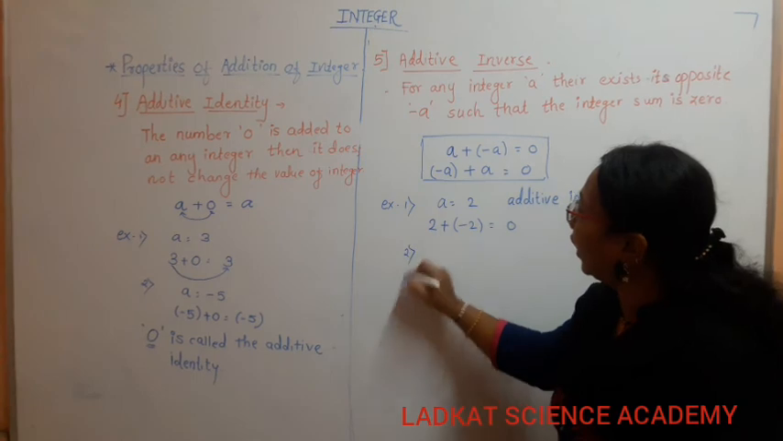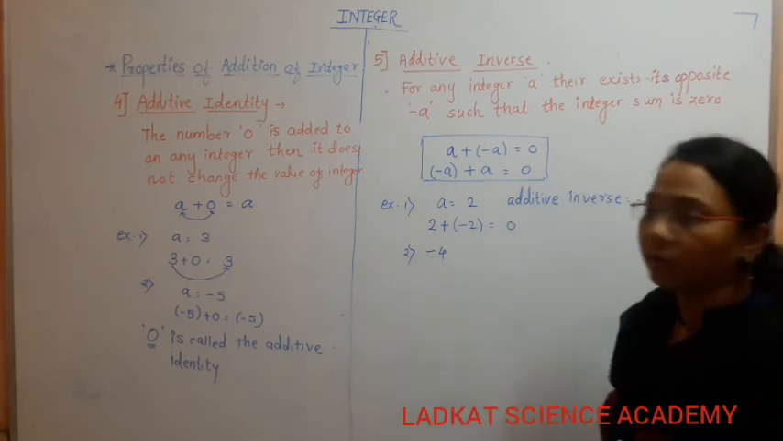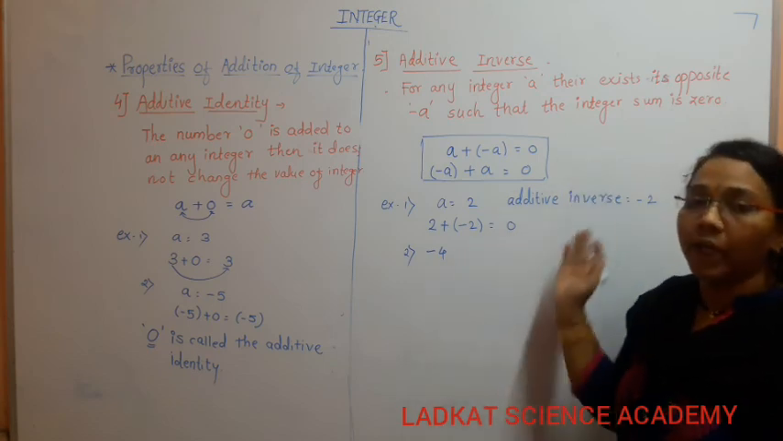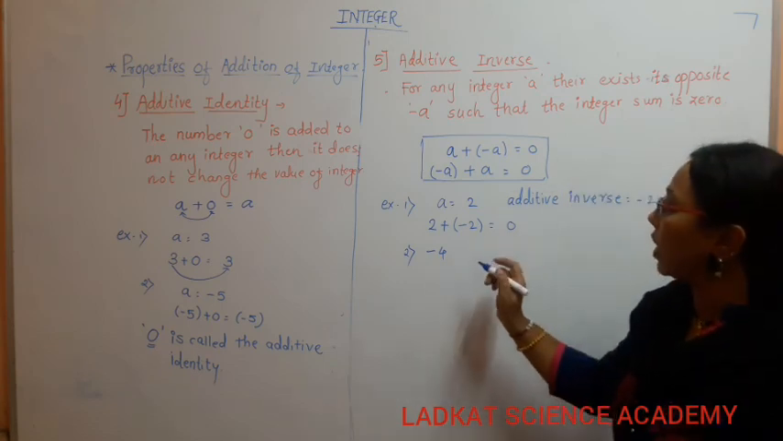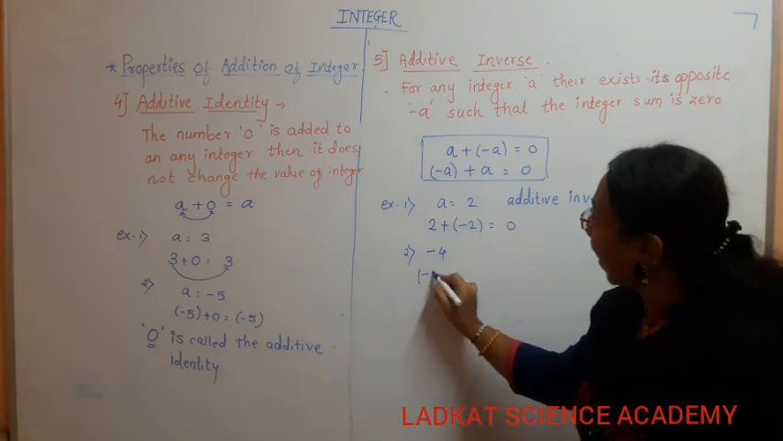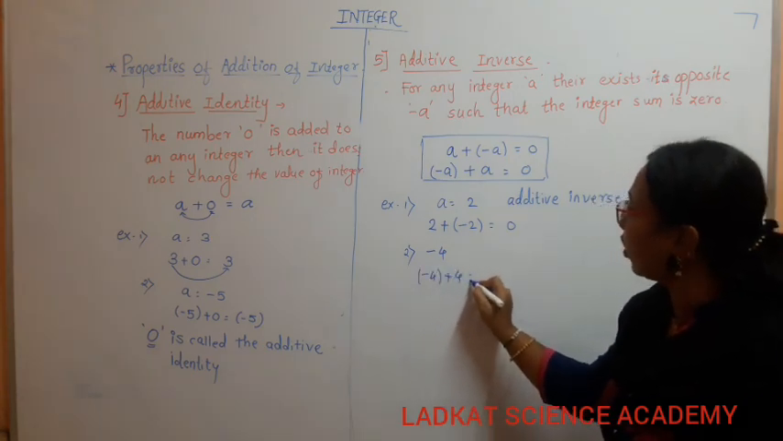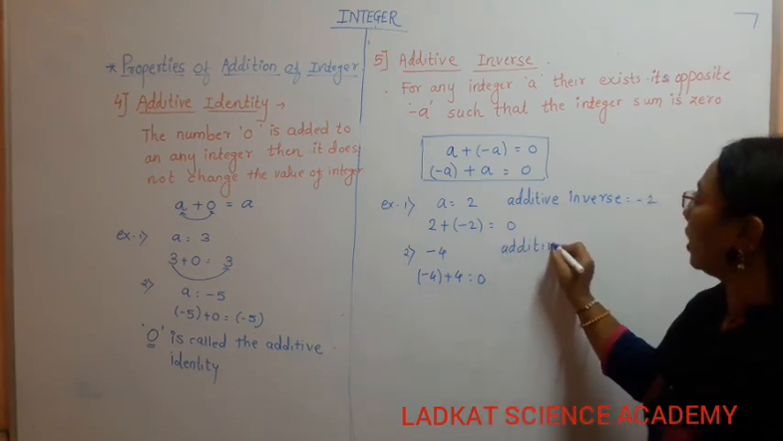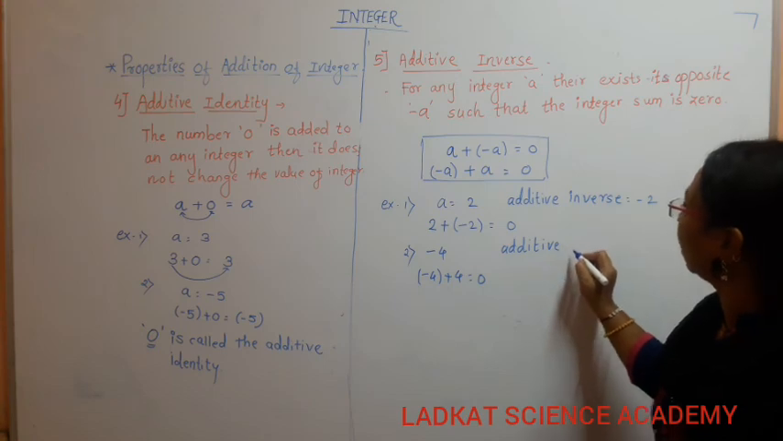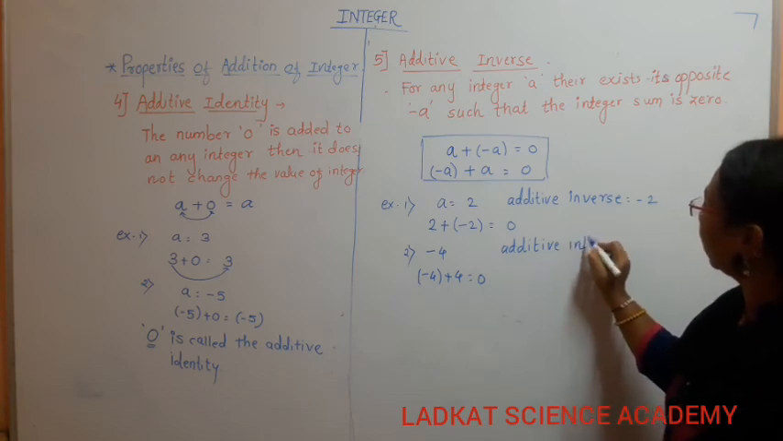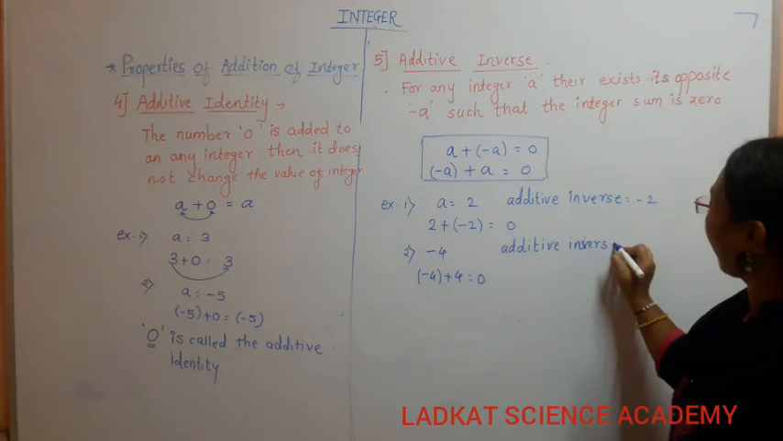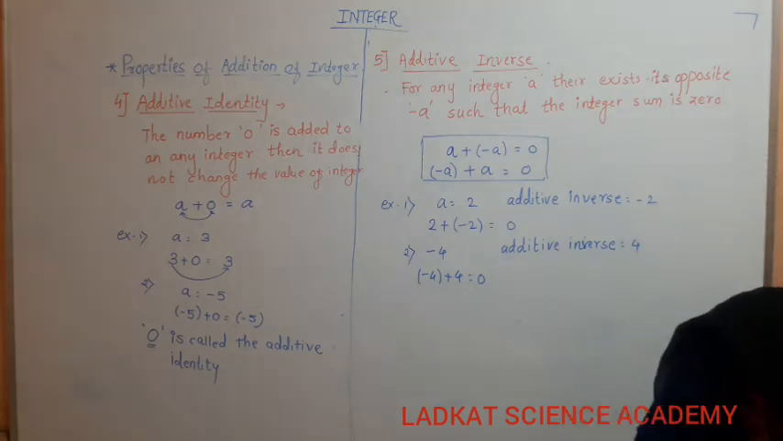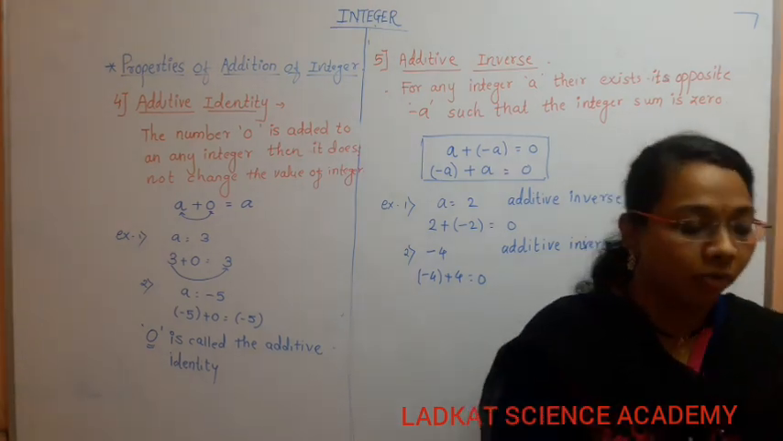We take a negative integer, that is minus 4. Then here is a negative integer. The additive inverse of a negative integer is a positive integer. So minus 4 plus 4, we got the answer 0. Then the additive inverse of minus 4 is plus 4. These are the 5 properties of the addition of integers.